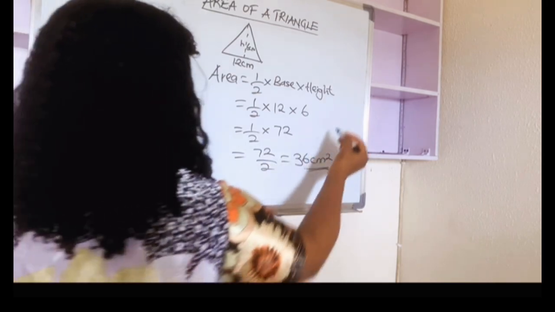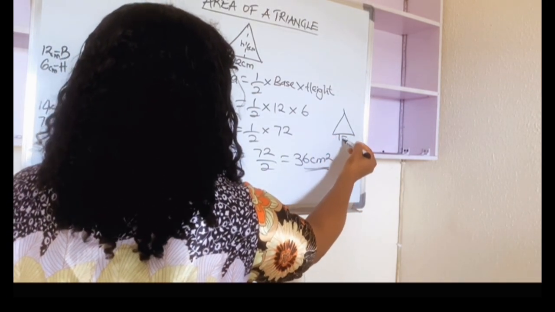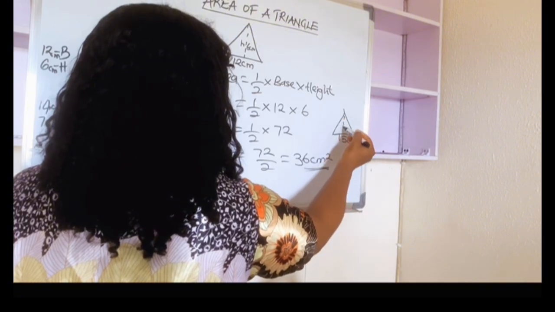So I want you to find the area of this triangle for me. The base is 15 cm and the height is 7 cm.